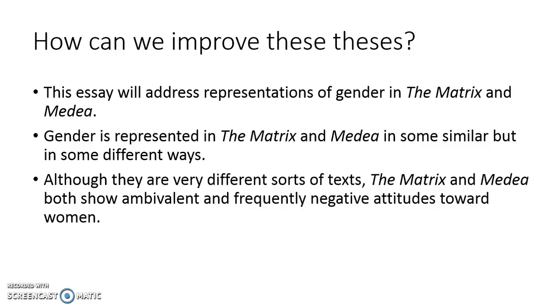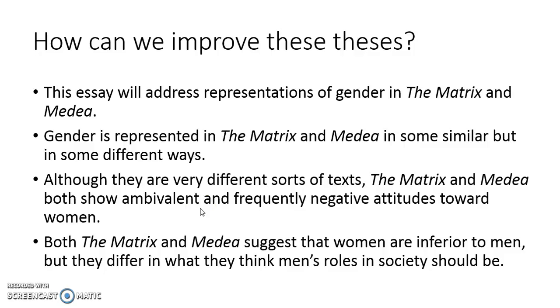So imagine this thesis statement: Although they are very different sorts of texts, The Matrix and Medea show ambivalent and frequently negative attitudes toward women. This is better because it specifies what the attitude of the two texts is toward women, but it probably could be improved by either specifying how the texts are different, or maybe by taking this out because it doesn't have much substance, and instead focusing on what the meaning of the negativity is. So this one too needs to be more specific and to take more of a stand.